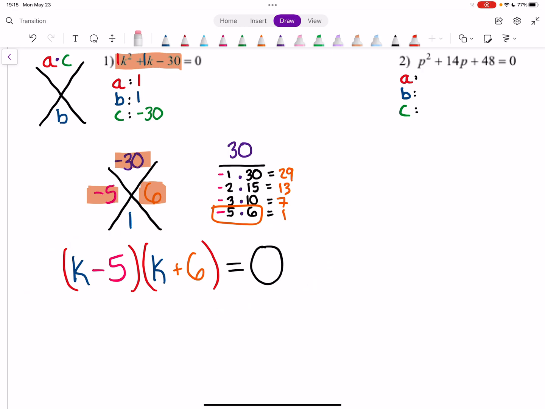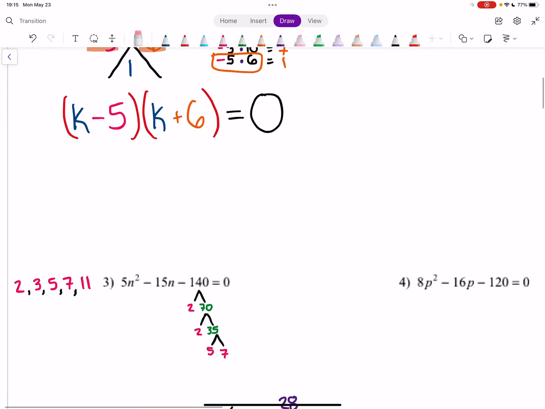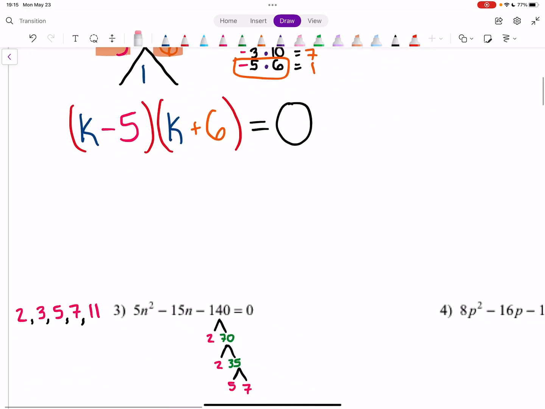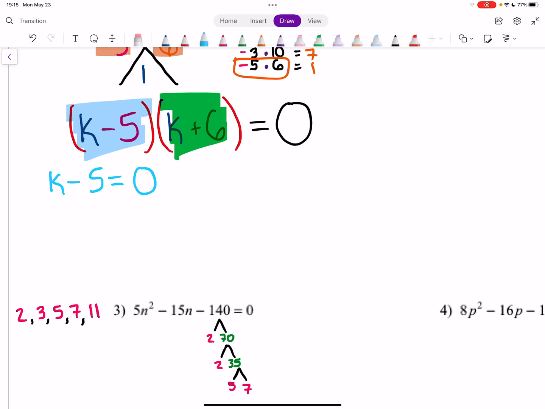Now we're going to use that to solve. Remember that according to the zero product property, as long as everything's multiplied together, only one of my factors has to equal 0 for the whole thing to equal 0. So I'm going to write two separate equations, okay? One that says k minus 5 equals 0, since that's my first equation, and that's the very first term. And then another one that says k plus 6 equals 0.